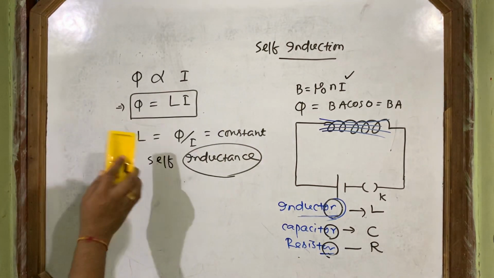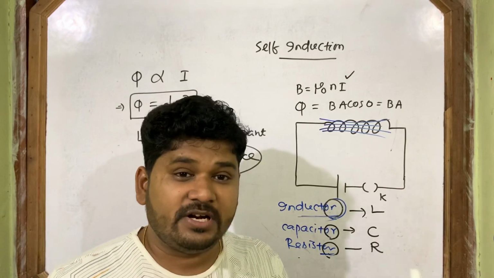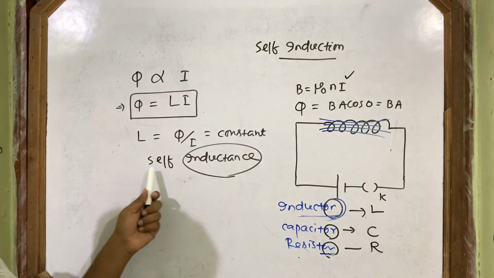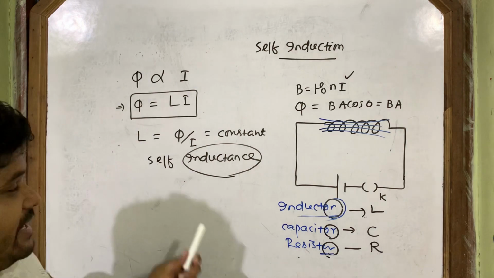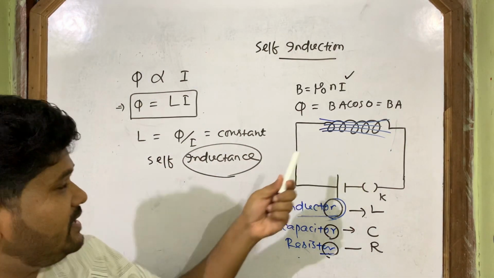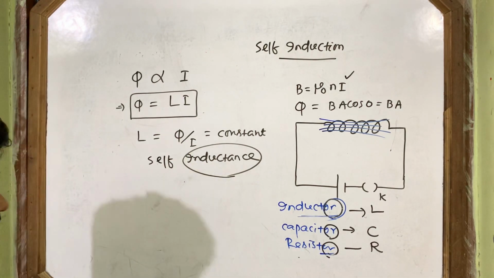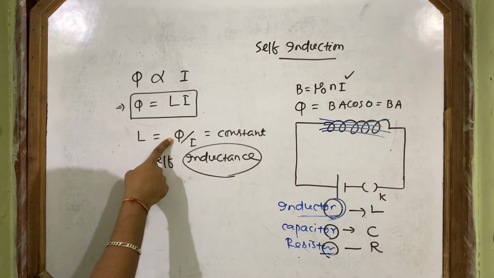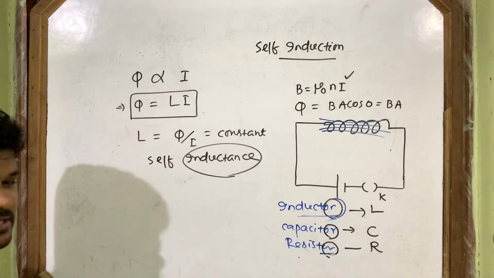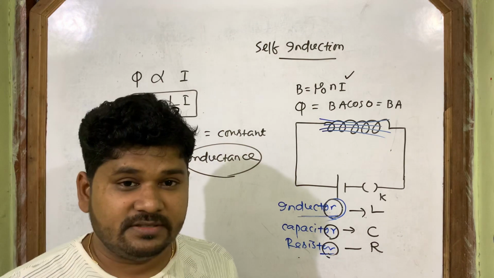Then what is the definition of self-inductance? In an exam, a question may come: define self-inductance. The definition of self-inductance is the ratio of flux linked with the coil per unit current. This is the definition of self-inductance.